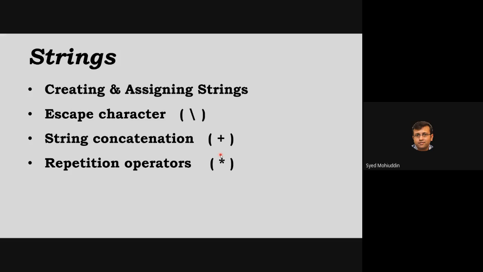So always remember, for string concatenation, both operands should be strings. In the repetition operator, that is multiplication of strings, one operand should be a string and the other operand should be a number, that is an integer.